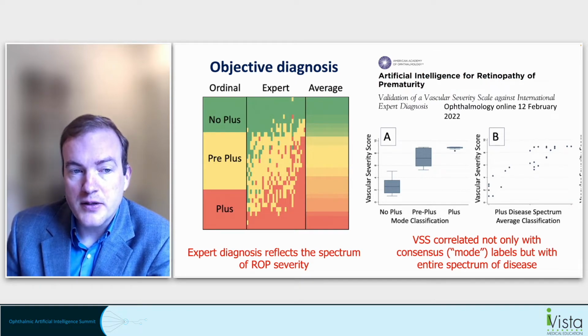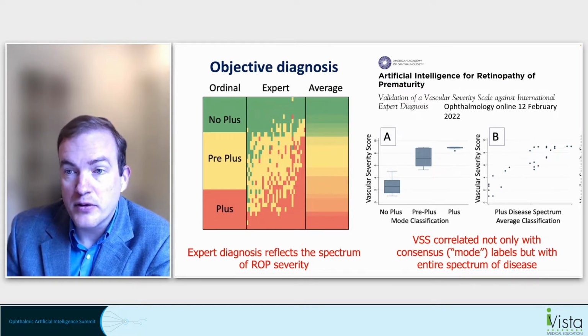We've shown, and others have shown, that the pattern of expert diagnosis looks like a spectrum. These are data on the left from the International Classification Group. 34 experts were asked to classify images to identify standard images of plus disease. And you see a 6-fold difference in the number of images diagnosed as plus disease by world experts.